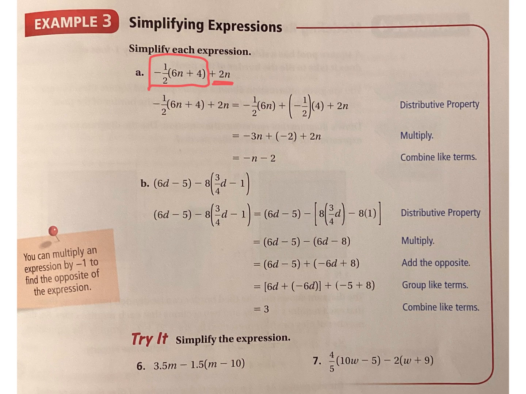So you're going to do the negative 1/2 times 6n, and you're going to do the negative 1/2 times 4, and then you're going to add the 2n at the end. So you get a negative 3n, you get a negative 2, and you get a 2n. And when you put those together, the n's can go together. Negative 3n plus 2n gets you to negative n minus 2.